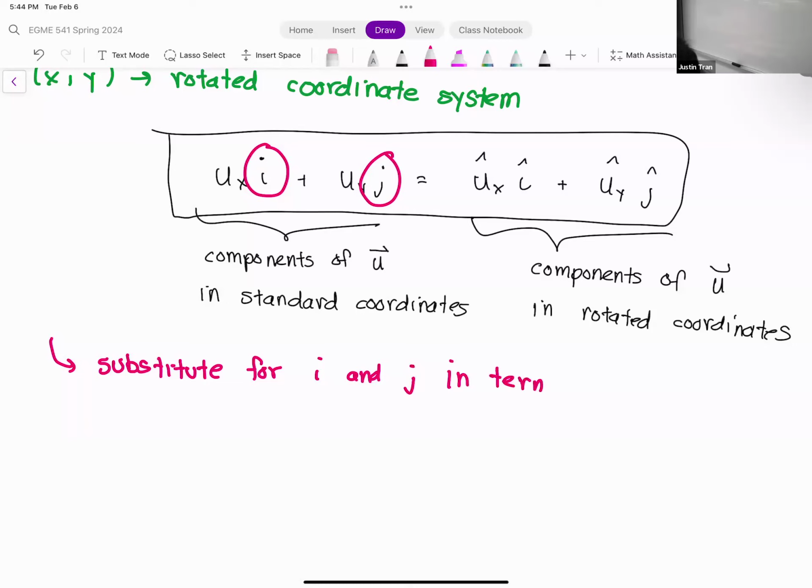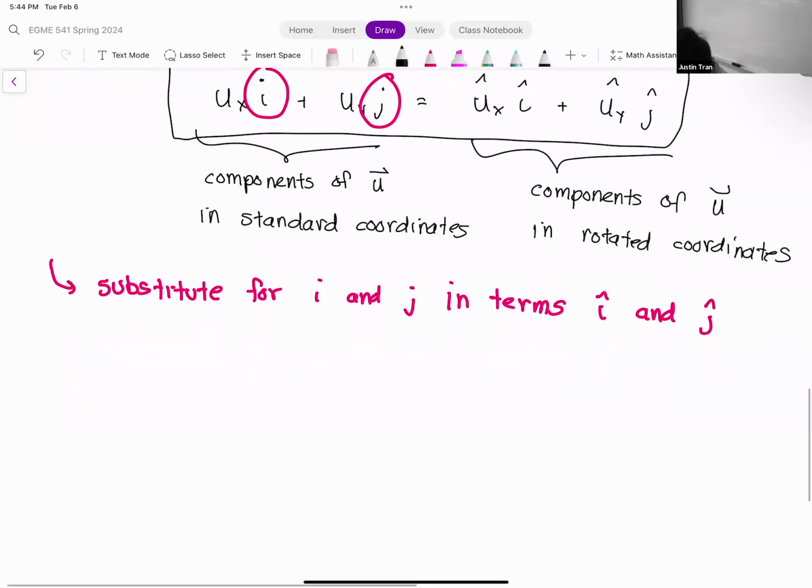And what we're going to do is substitute expressions in terms of i hat and j hat. So we're going to unify this a little bit, because we can use geometry and trigonometry to come up with those expressions. All right, so let's go ahead and work on that. Let's work on i first.